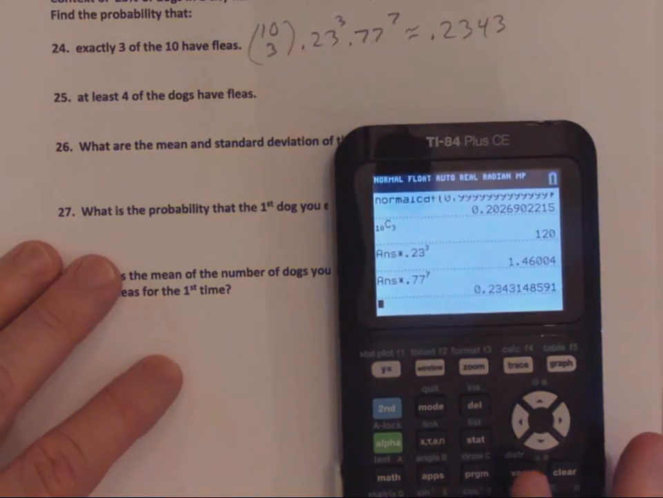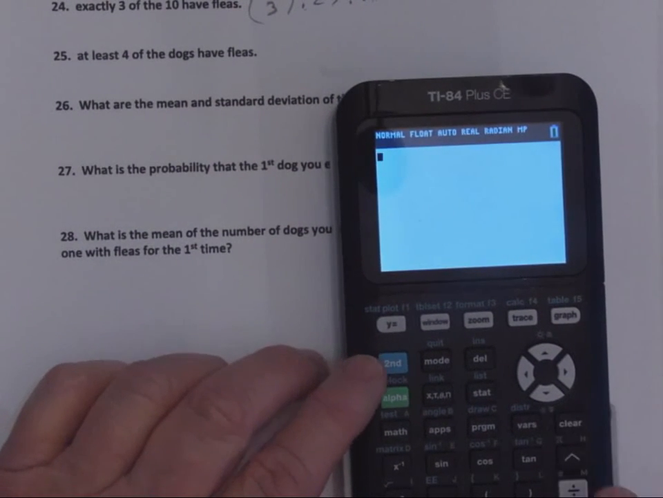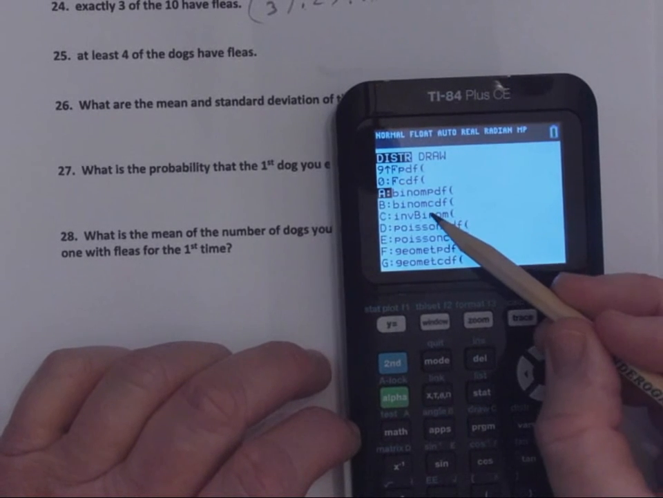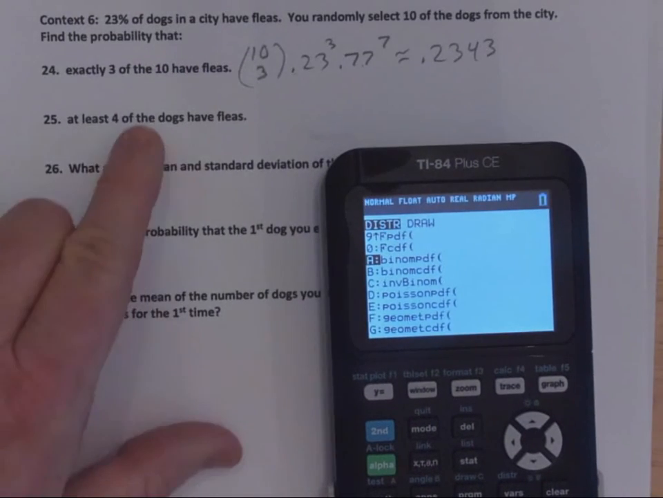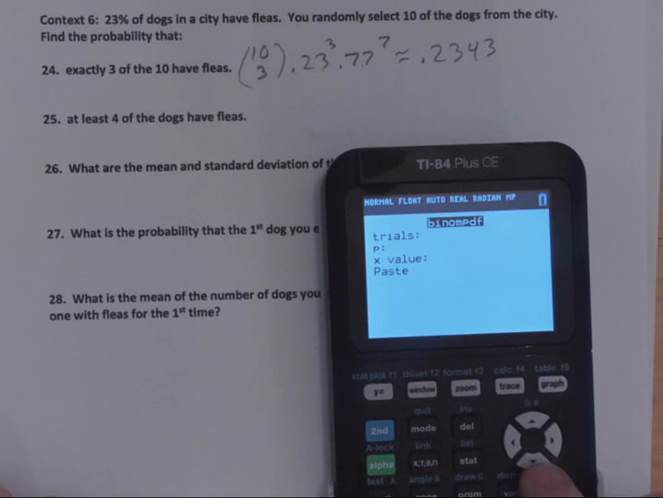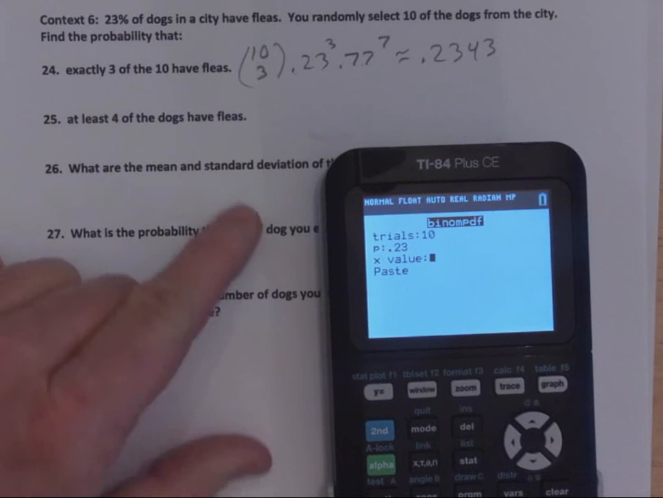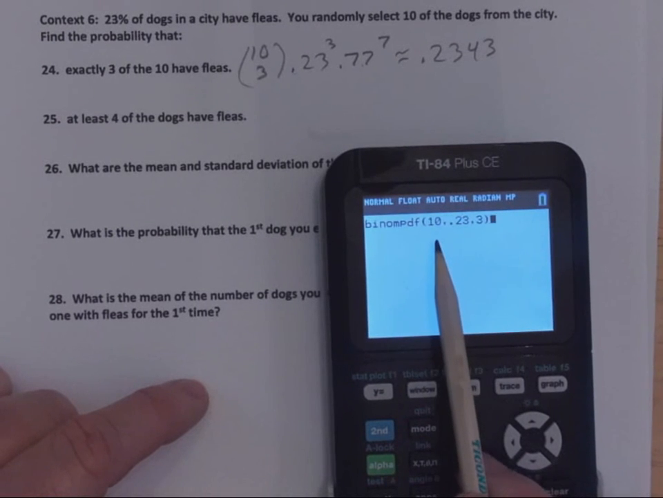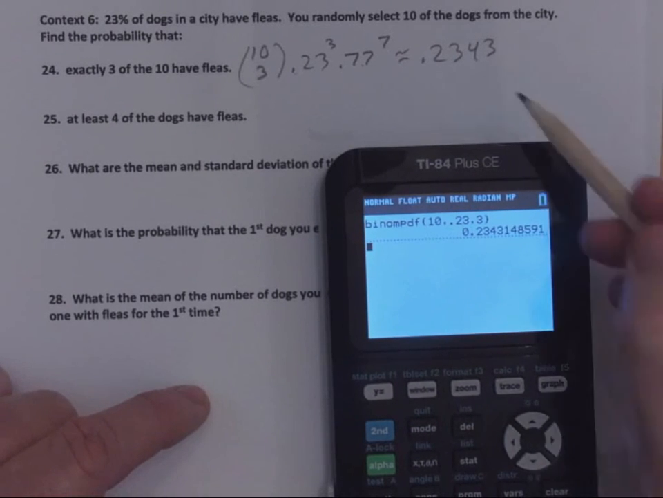Now, you can certainly use binomial PDF, which is in your distribution menu by the VARS button. So you go second, distribution, and binomial PDF. PDF is for 1 point. Binomial CDF is cumulative, for the probability of a certain value or below it. But this is just for 1 point, exactly 3, so it's PDF. My number of trials is 10, my probability of success is 0.23, and my number of successes is 3. Some calculators immediately take you to that screen, so you just put N, P, and X in alphabetical order with commas in between them. It's the same answer.